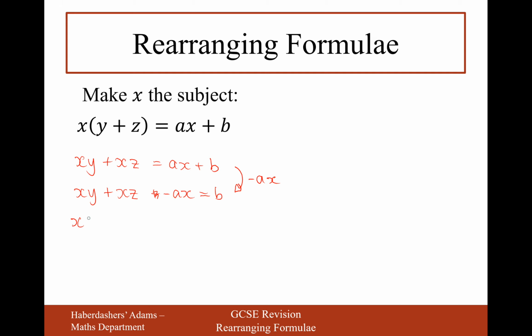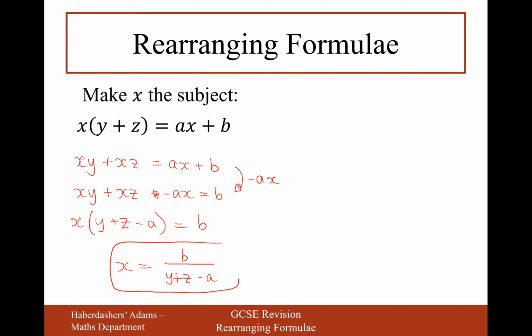The next thing I'll do is I'll need to factorise, so I'll have x times something equals xy, so that's y. X times something equals xz, that'd be plus z, and x times something gives me minus ax, that'd be minus a. So 3 things needed to go in the bracket there. Now we'll divide by the bracket. X equals b over y plus z minus a. And there we are, that's the answer to this question.